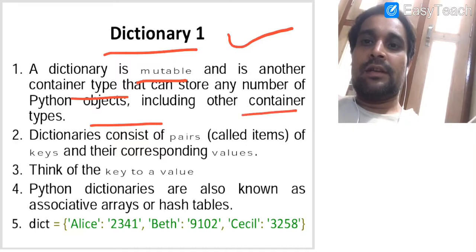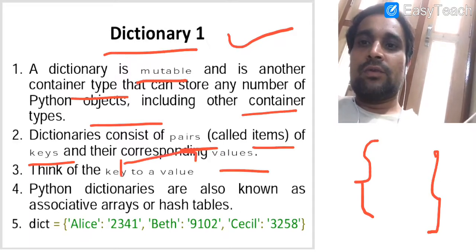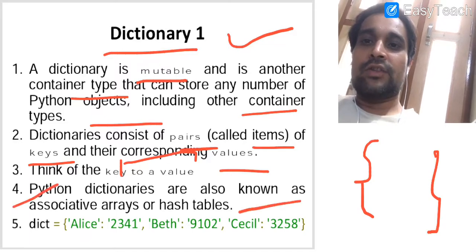A dictionary is basically enclosed in curly braces, and the elements of the dictionary are in the form of pairs. These are also known as items. Every pair has a key and a corresponding value. It means we can use the concept of key to a value here in a dictionary. Python dictionaries are also known as associative arrays or hash tables.